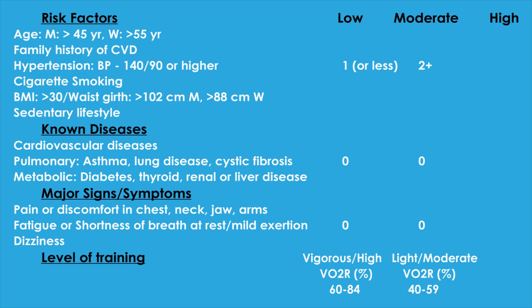High-risk classification is when there are 1 or more signs or symptoms of cardiovascular, pulmonary, or metabolic diseases present, or a positive diagnosis of cardiovascular disease has been confirmed.